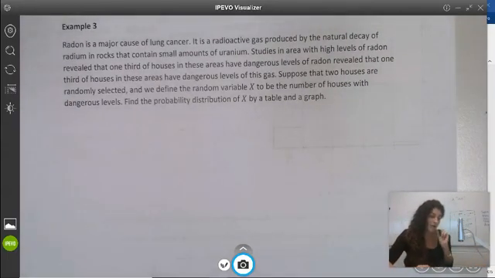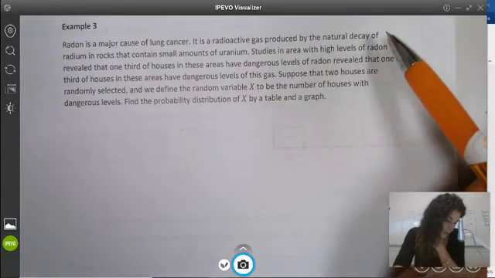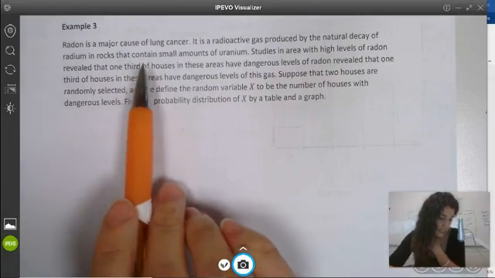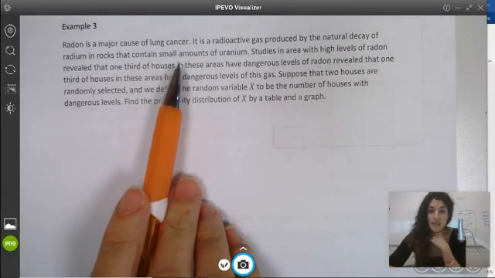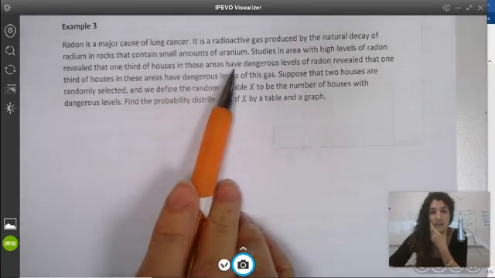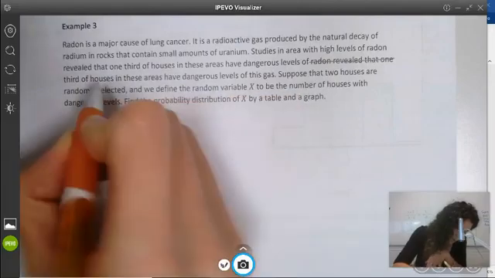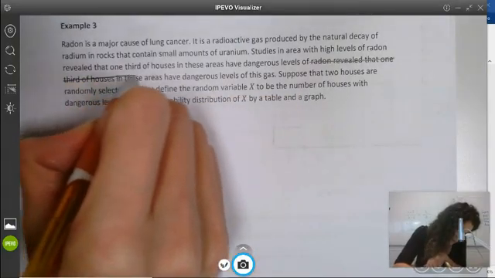Okay, last one. Radon is a major cause of lung cancer. It's a radioactive gas produced by the natural decay of radium in rocks that contain small amounts of uranium. Studies in areas with high levels of radon revealed that 1/3 of the houses in these areas have a dangerous level of, I think I got stopped when I was typing this and retyped it.